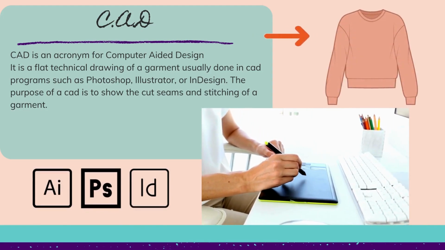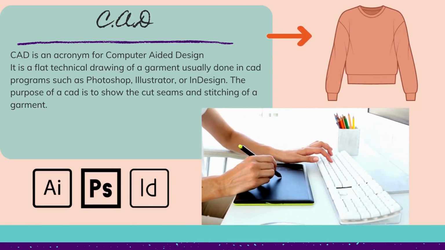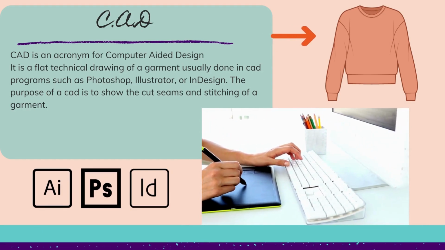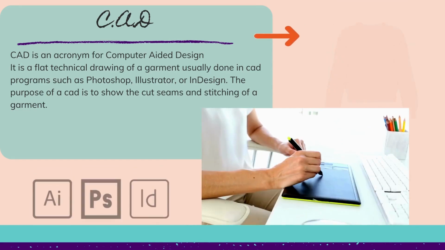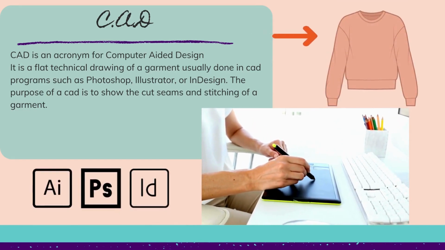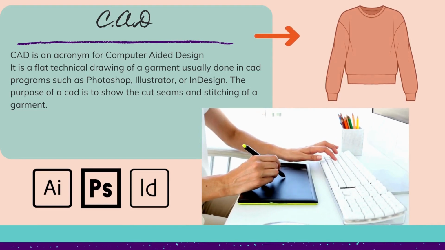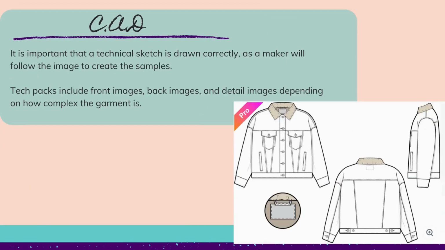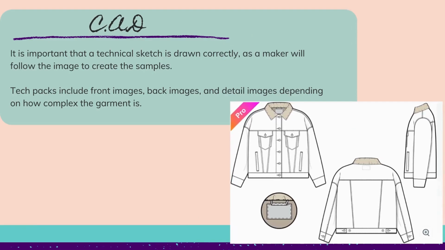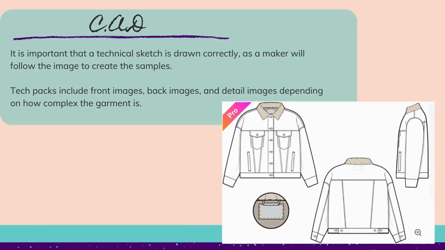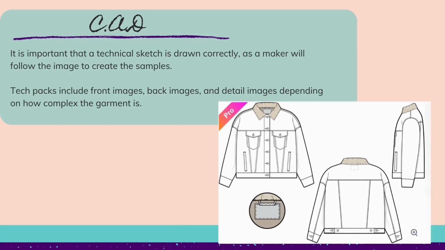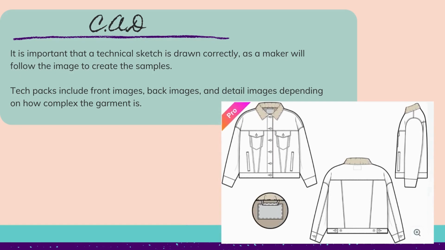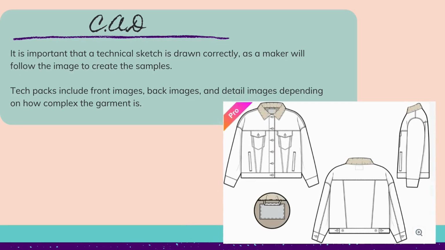In the last slide, we mentioned a CAD image. CAD is an acronym for Computer-Aided Design. It is a flat technical drawing of a garment usually done in CAD programs such as Photoshop, Illustrator, or InDesign. The purpose of a CAD is to show the cut seams and stitching of a garment. It is important that a technical sketch is drawn correctly, as a maker will follow the image to create the samples. Tech packs include front images, back images, and detail images depending on how complex the garment is.